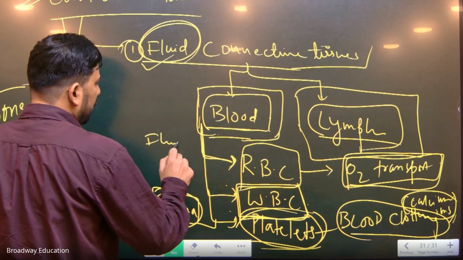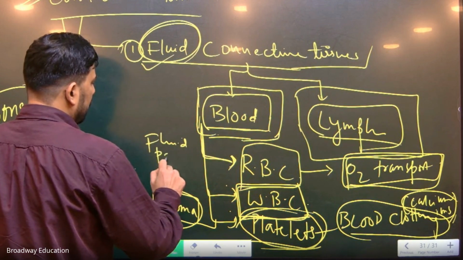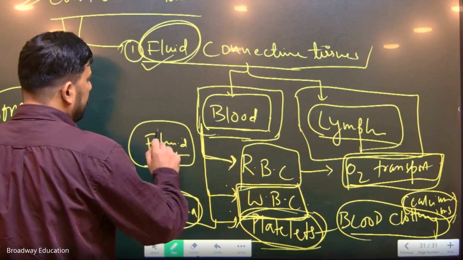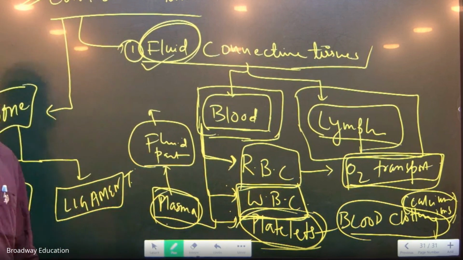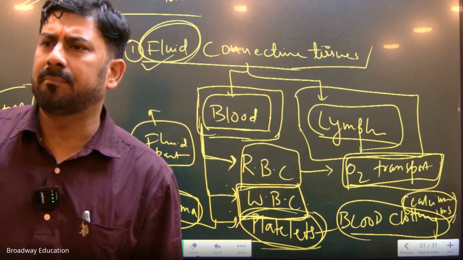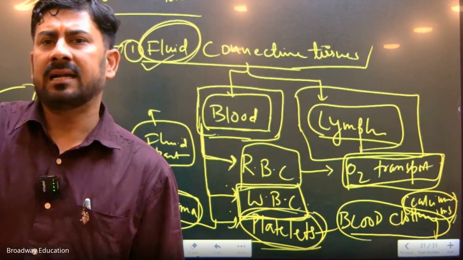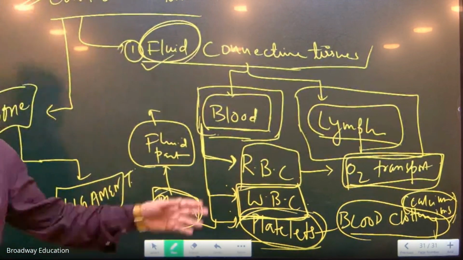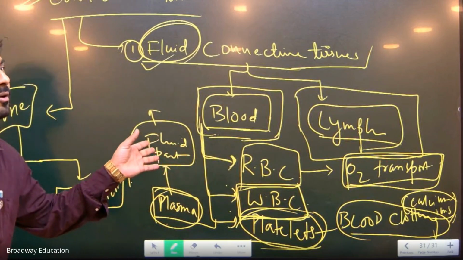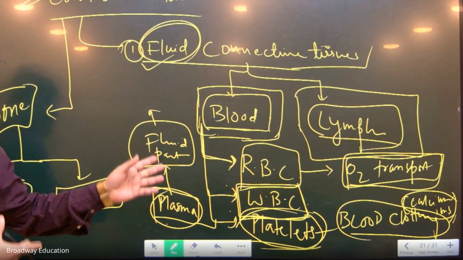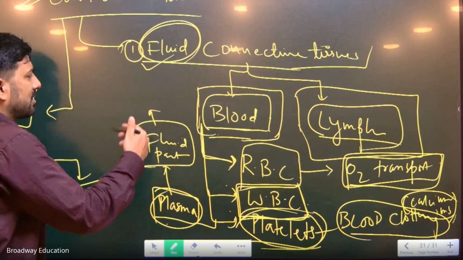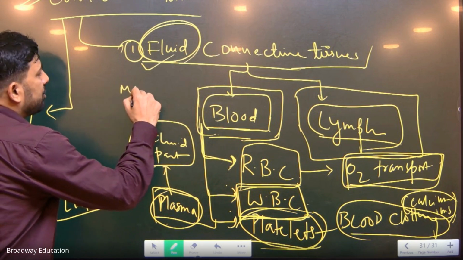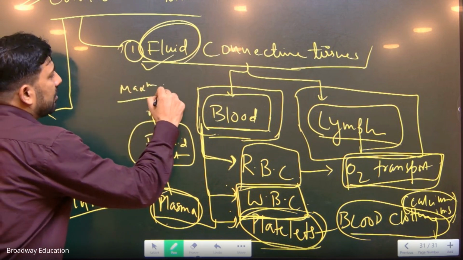Now plasma is the fluid part of the blood. You can write it down. Please write it down: the plasma is the fluid part of the blood. Written, everyone? And in that, the maximum composition should be what? Water. Why are you getting afraid? Say water. Maximum composition of plasma is water.